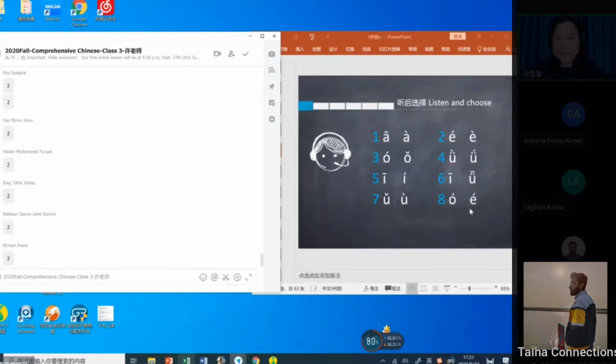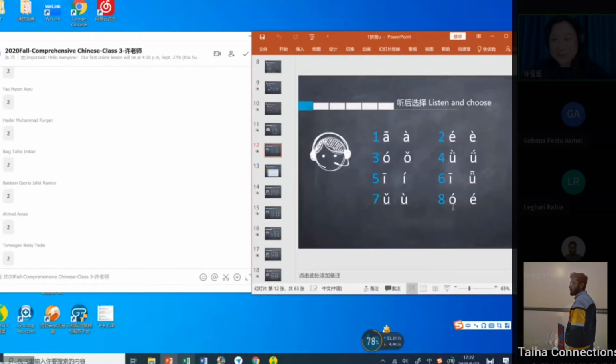Second one. That's right. And just now, someone asked me to repeat the fourth pair. This one, 玉, fourth tone, falling. And this one, 鱼, second tone, rising. 玉, 鱼, 玉, 鱼. Okay.